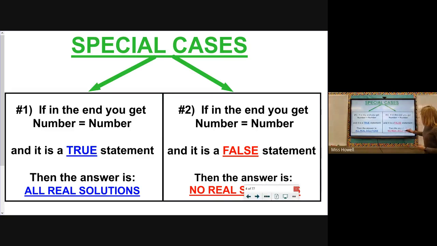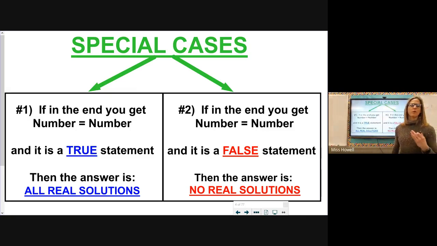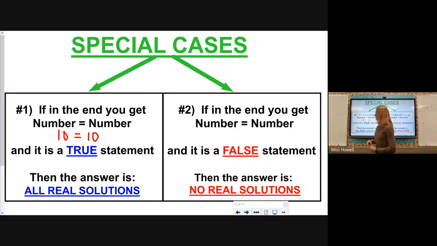So special case number one is when I go to move my variable all on one side and all the terms that have a variable get removed or canceled. And I end up with what's called a true statement, where I have a number equals a number. So for example, something that looks like this: I have 10 equals 10. Right? That's a true statement. 10 does equal 10. Then that's a special case where we would say that in this case there's an infinite amount of solutions, and we describe that as all real numbers are solutions. So all real solutions.